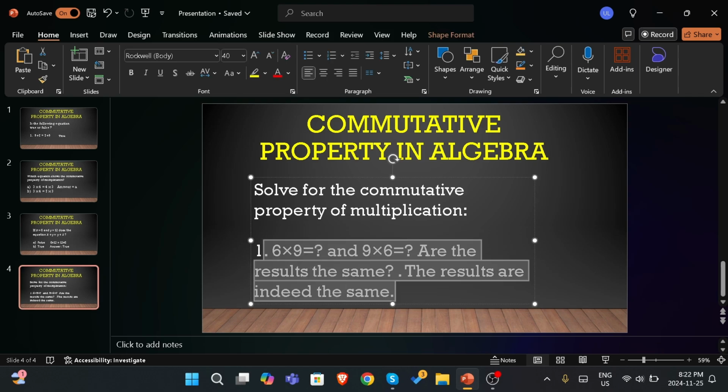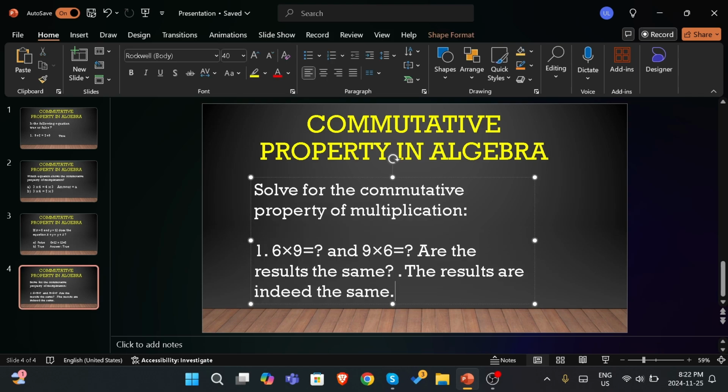Now for our last question here, 6 times 9 is 54, and 9 times 6 is 54. Are the results the same? The results are indeed the same because, like I said, multiplication is commutative as well as addition.